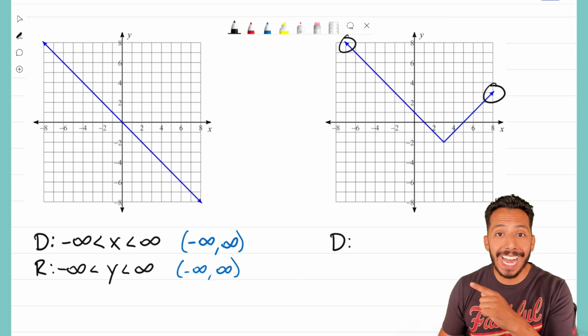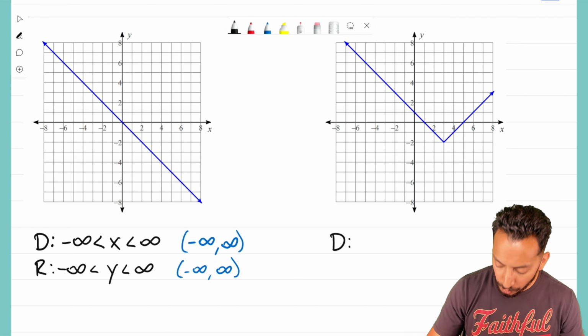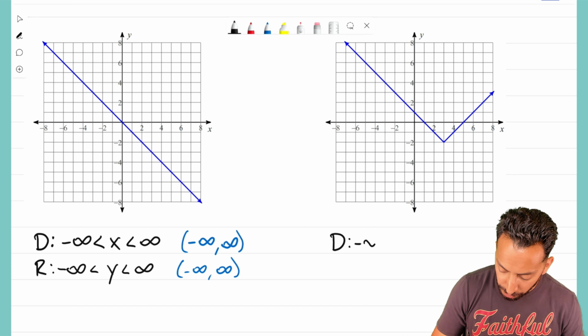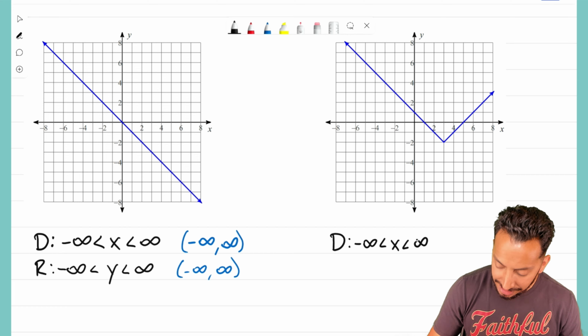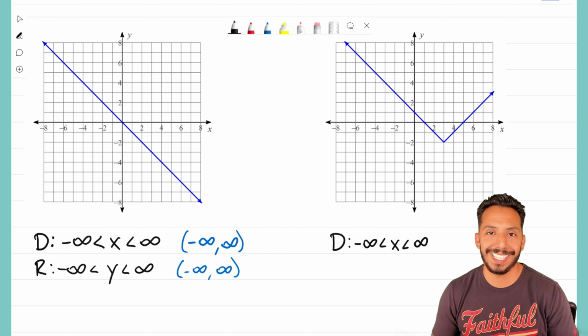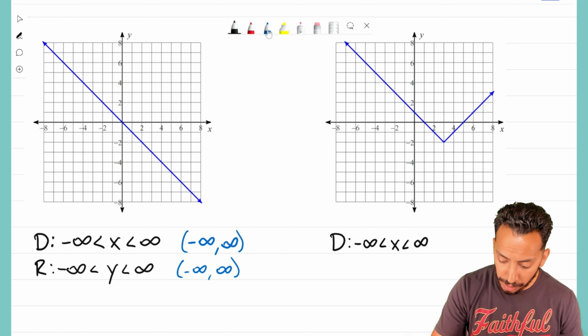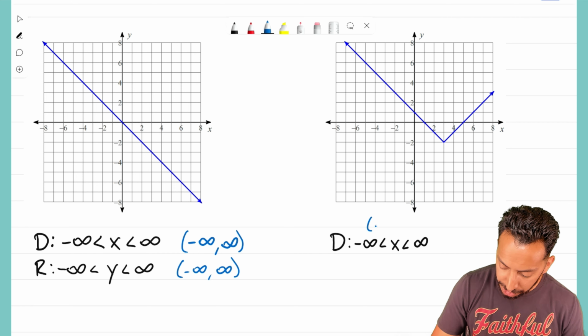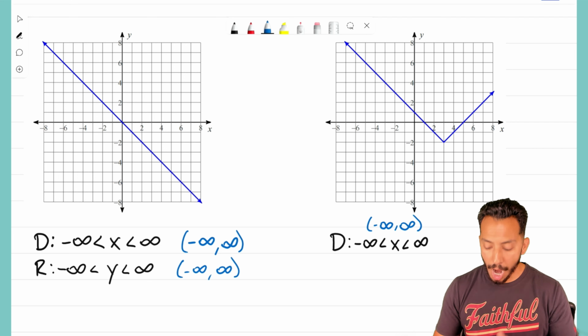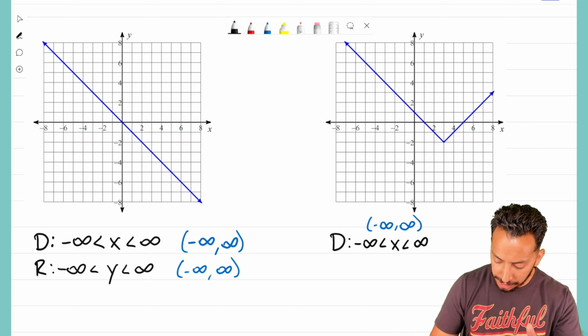This domain is actually going to match the same one we had over there. So I'm going to write negative infinity is less than x, which is less than positive infinity. Okay, again, if I want to use set notation, I'm writing it this way. Really, really good.